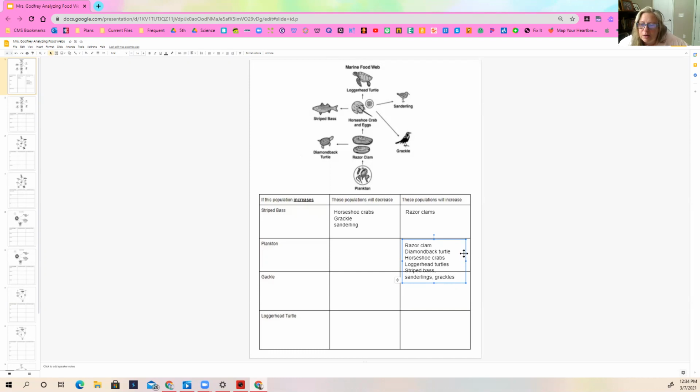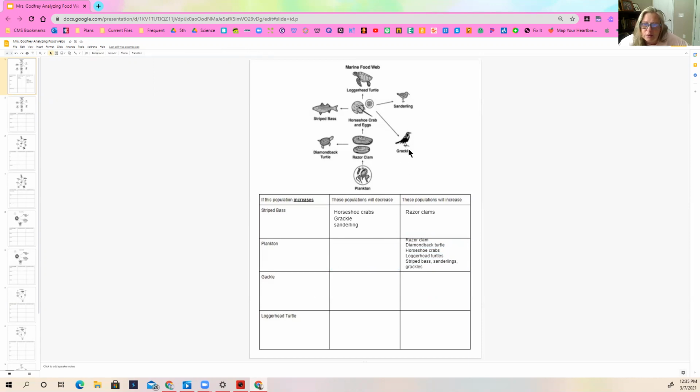All right. And now I might take my little guy right here, my text box. And I'm probably just going to make the writing a little bit smaller so that it fits better. Good. All right. So I don't see anything that would decrease as a result of plankton increasing. All right, let's try the grackle.